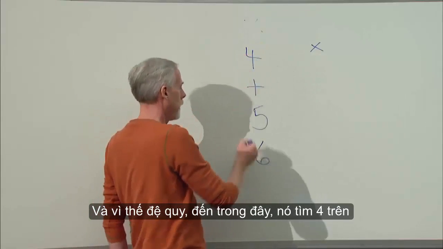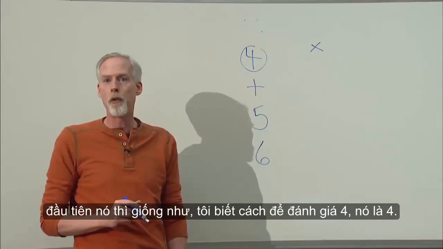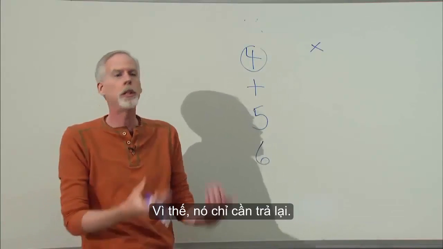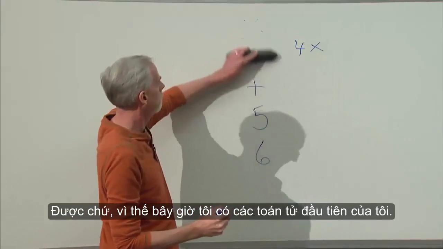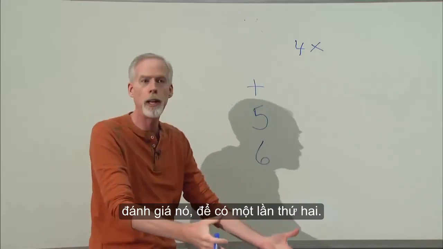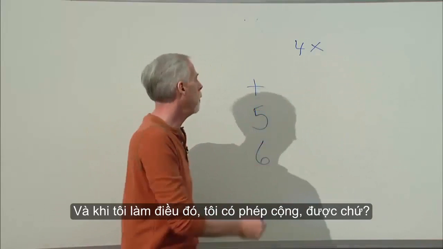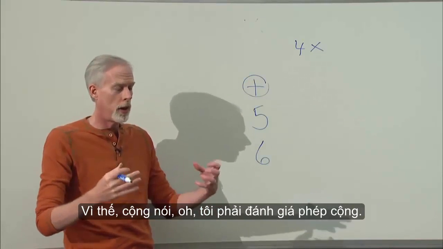And so recursively comes in here. It finds a 4 on the top. It's like, I know how to evaluate 4. It's 4. So it just returns. Okay? So now I have my first operand. Now I take the rest of the stack and evaluate it to get the second one. And when I do that, I get plus. Okay? So plus says, oh, I have to evaluate plus.